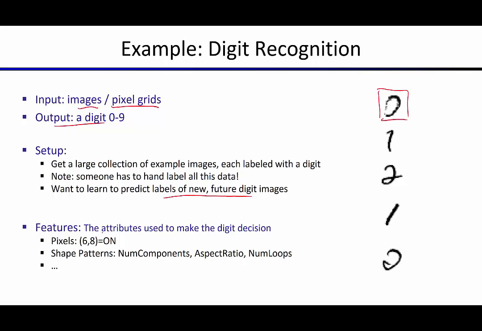So what could be features here? Maybe you say, well, when pixel 6,8 is on, that is indicative of one or the other digit, so I want that as a feature. Maybe every one of the pixels could be a feature that you use. Shape patterns. Maybe you could write something that counts the number of connected components, that looks at the aspect ratio of your digit, that looks at the number of loops that are present, and feed that all into your system to make decisions based on that.